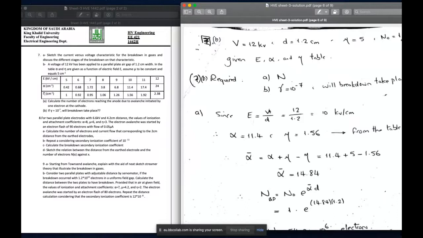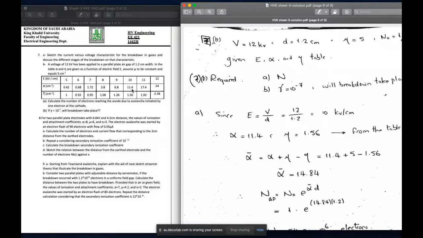So electric field intensity will be V by d. Voltage is 12 kV and distance is 1.2 centimeter. So it will be 10 kV per centimeter. So here we have to take this 10 as the electric field intensity.